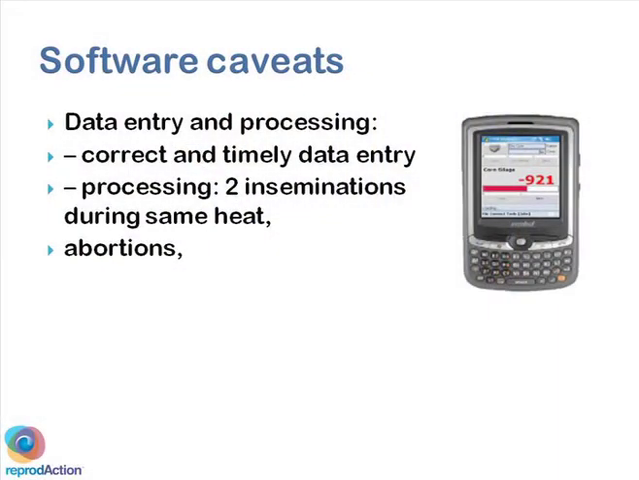More and more farmers are using software, but of course there can be a lot of bias. The data entry should be correct, and also the processing. For example, what are we doing with cows that are inseminated twice during the same heat? And then you calculate the number of inseminations per pregnancy, for example. Is this 1 insemination? Is it 2 inseminations?